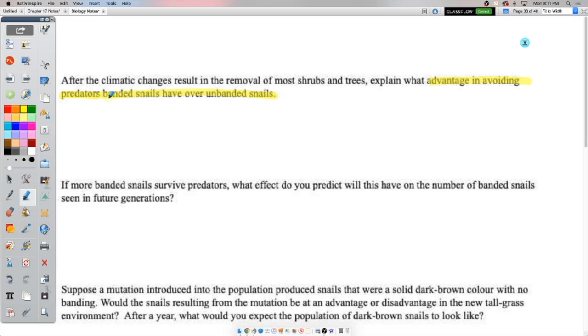So maybe write down your own thoughts, pause the video. But I'm thinking, well, if you take all the shrubs and the trees out and you just leave grasses, you've just removed all the shade from the ecosystem, right? Now the sun is beating down. It's a very light ecosystem. So if you are dark, you're going to stick out like a sore thumb. You want to be lighter as a snail so that some bird can't see you as easily and pick you up.